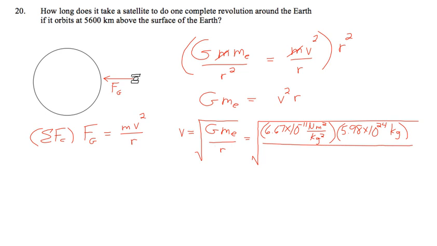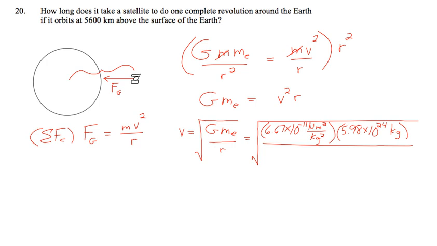And the R, now, okay, the R. The R is not 5,600 kilometers. That's the height above the surface of the Earth. We need the R from the center of the Earth to the satellite. We need the orbital radius of the satellite. So we can't just use the radius of the Earth, and we can't just use the height of the satellite above the Earth. We have to add them together.